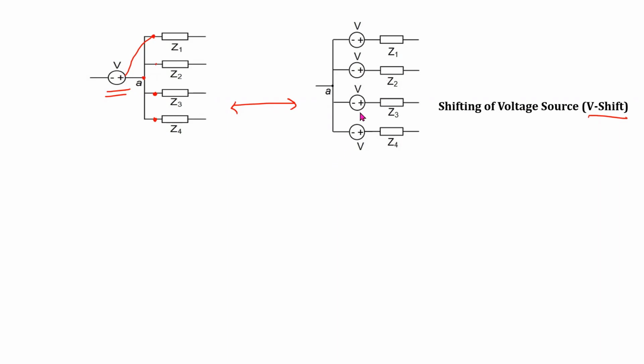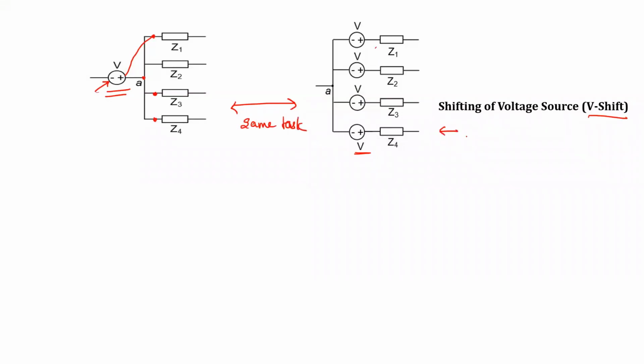They are, you can see here, this voltage V, positive terminal is connected at this point. Positive terminal is connected, all right. So that the one voltage source and 4 voltage sources all are performing the same task here.